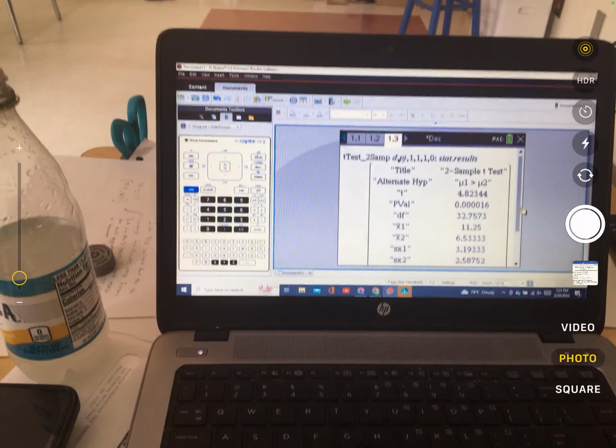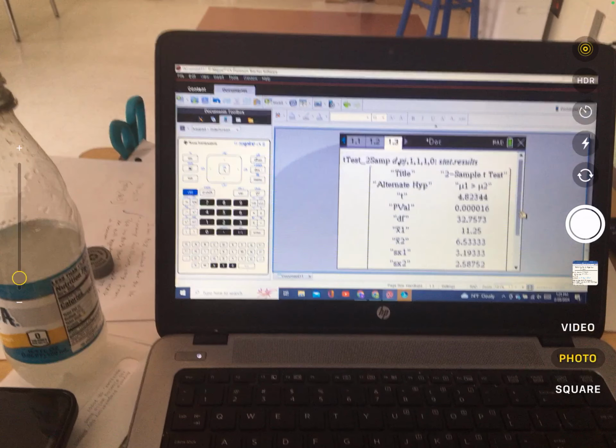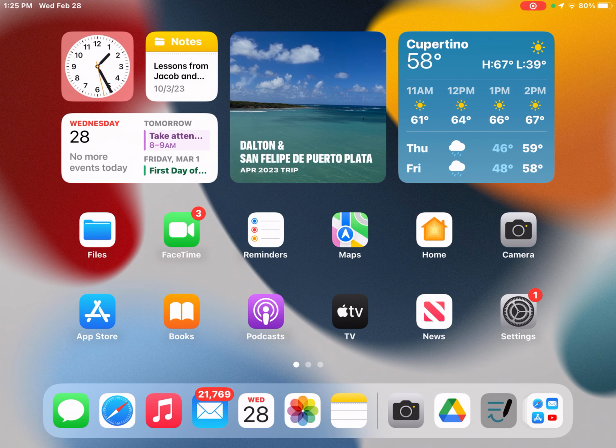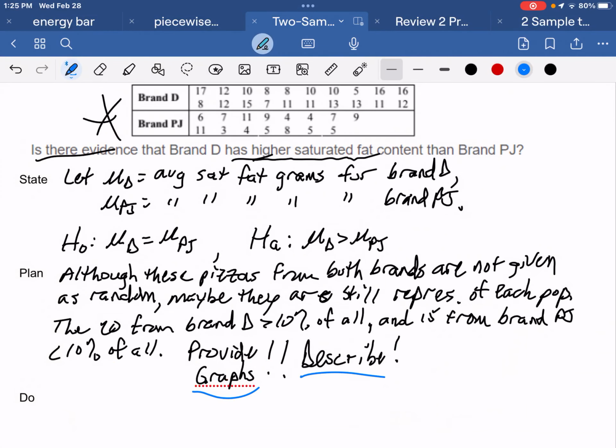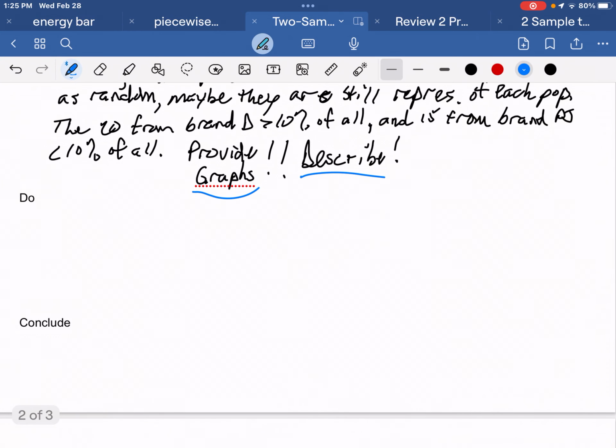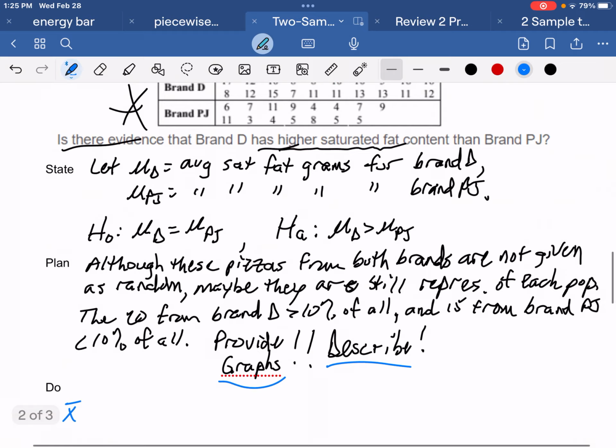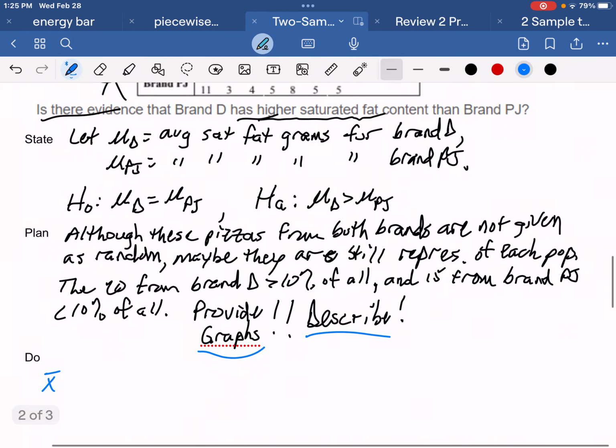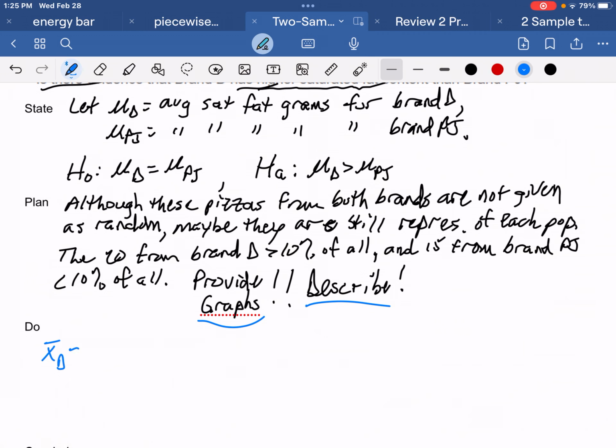So let's see if we're going to... I'm looking at my screen, as maybe you are too, and I see that the calculator's telling me that X bar for brand D is 11.25 grams. It's telling me that X bar for PJ is 6.53 grams. So I want to play the game. X bar D minus X bar PJ.